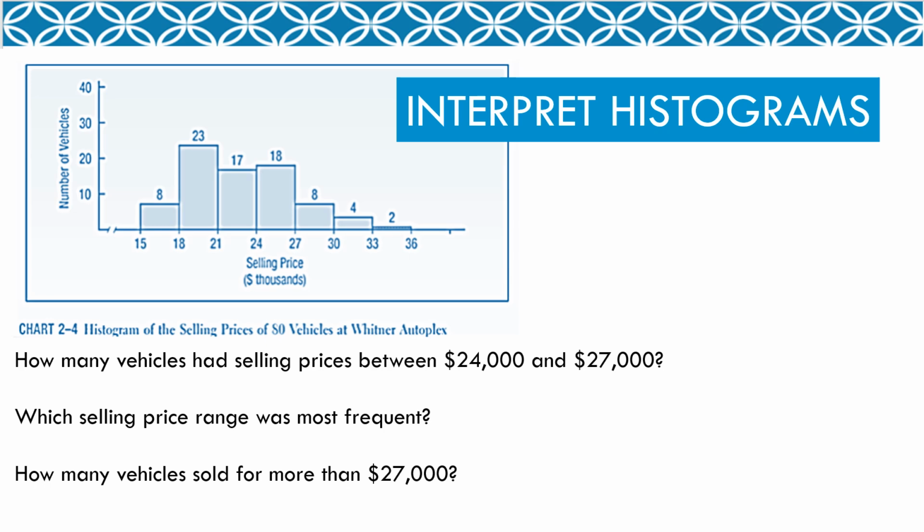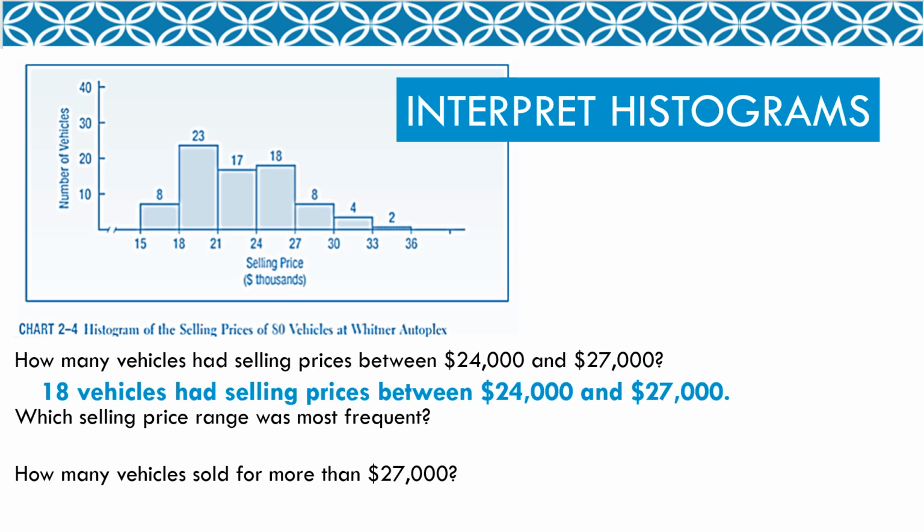Interpreting histograms. So we're looking at that graph. How many vehicles had selling prices between $24,000 and $27,000? Notice our x-axis scale is selling price in thousands. So look for that range, 18 vehicles. And with the scale, you would have to estimate, but above all the bars, it actually gives you your values.